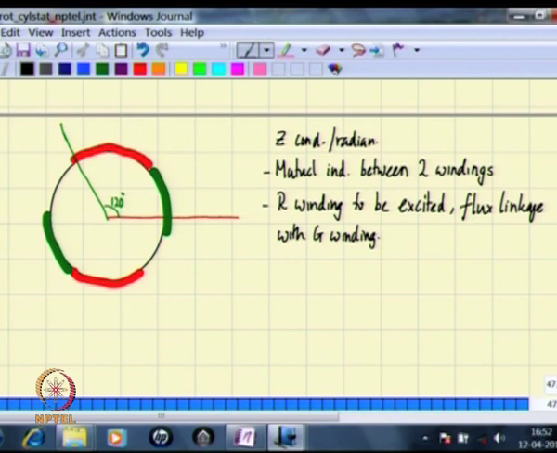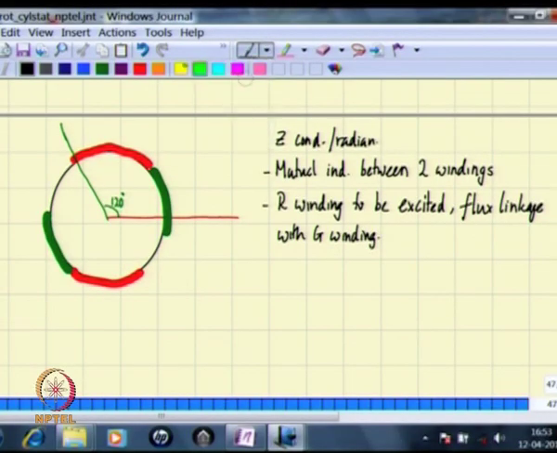So, how to do that? As before, we try to draw the MMF distribution of the R phase. We know that the MMF distribution wave shape is known, and then we resolve that MMF distribution into Fourier series and consider only the fundamental. The amplitude of the fundamental of the MMF distribution will be f hat, equal to 8 times Z by 2 pi into Is into sine of beta by 2, where beta is the phase spread.